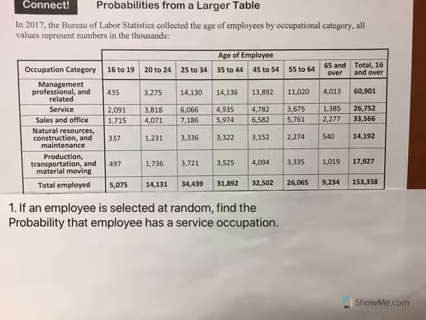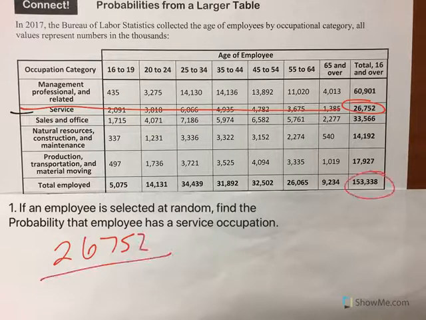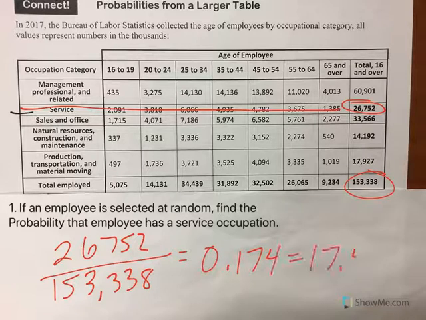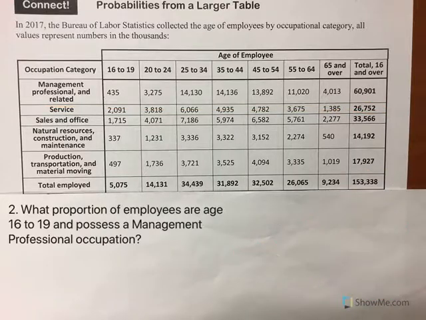Let's talk probabilities from a big table. So we have a big table, lots of numbers. Here we go. If an employee is selected at random, find the probability that employee has a service occupation. Okay, here's service. So if we go over, here's my total, 26,752, and we're selecting at random out of the total of 153,338. That fraction means nothing, and I do not want to reduce it. So I'm just going to divide and change it to a decimal, and then I can turn it into a percent. So 17.4% is the probability of choosing somebody with a service occupation.